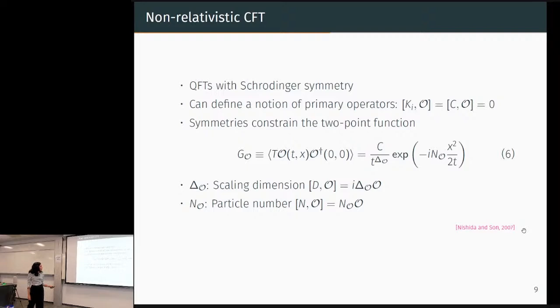Because N0 commutes with all the generators, it's like a central extension. And when we try to constrain the 2-point function, if you take any 2-point function or correlation function and impose scale invariance, Galilean invariance, and conformal invariance, and then you have number conservation, that gives you this n-order exponential. Get rid of E and K.